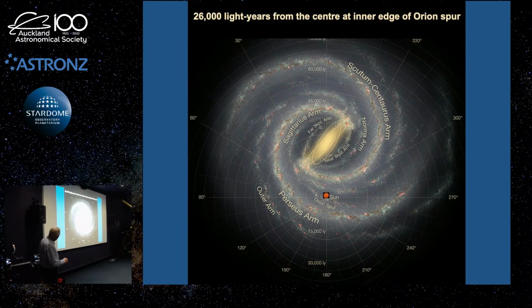And I'm about to show you shortly, that's about 26,000 light years, so it's about halfway out, but that's where we sit in the Milky Way. A little, just on the inner edge, halfway along, a little bridge or spur between the Perseus and the Sagittarius arm.